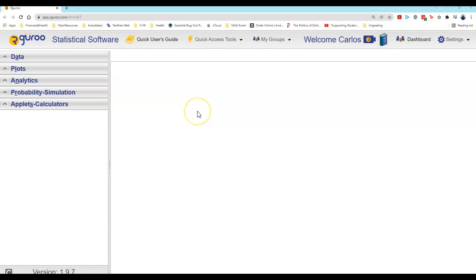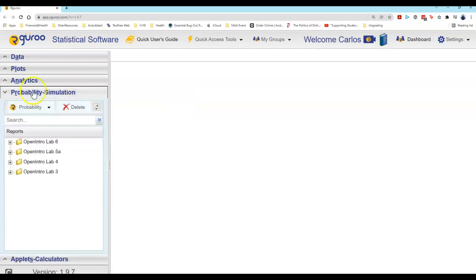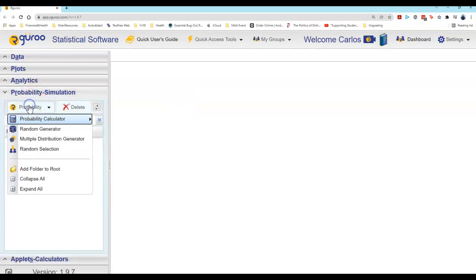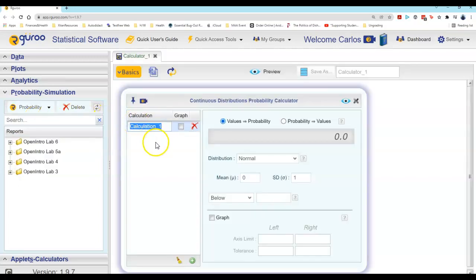So let's see how we would use Rguroo to find the probability, that is the area under the curve, for all values of z less than 1.5. So I start by left-clicking on probability simulation, left-click on probability. I come over to probability calculator, left-click on continuous, and I see a dialog box pop up.